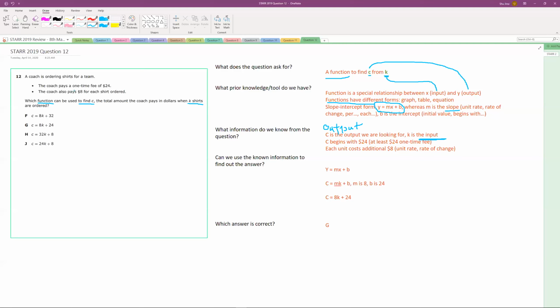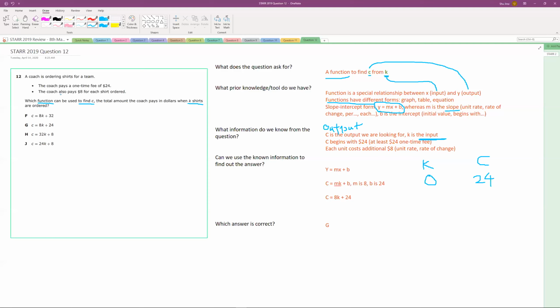And the coach pays a one-time fee of $24. That means the total cost will begin with $24. Why? Because, okay, let's write it down. Even if I order 0 shirts, that means K, the number of shirts, is 0, I still have to pay $24. That's a one-time fee. That's something the cost begins with, 24.